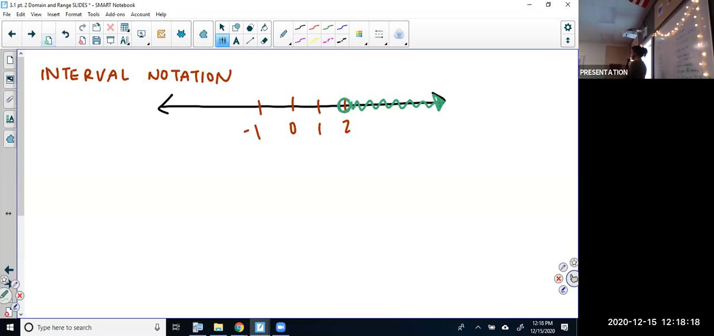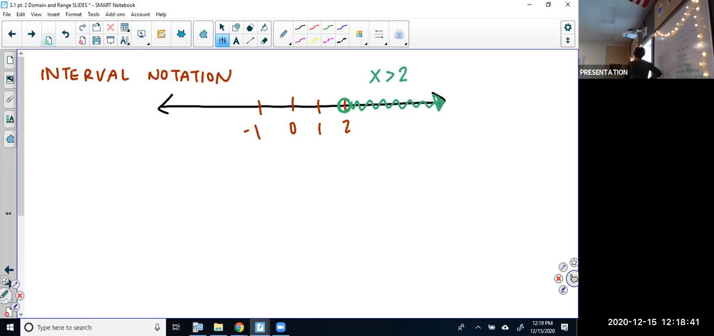How would we have written that in chapter 2? Like in the test we just took, how would I write an inequality for that, Charlie? Yeah, greater than, because it's going to the right. So 2 is less than x, or x is greater than 2. So that's how we write it as an inequality.